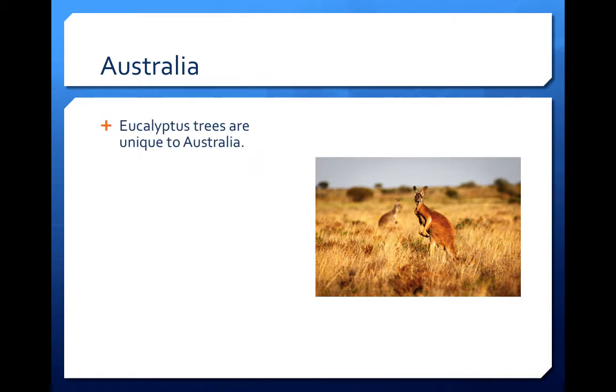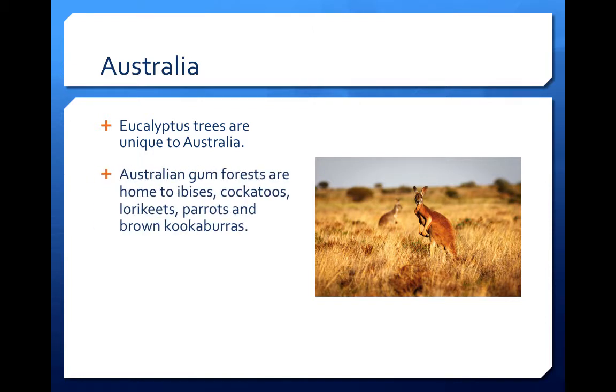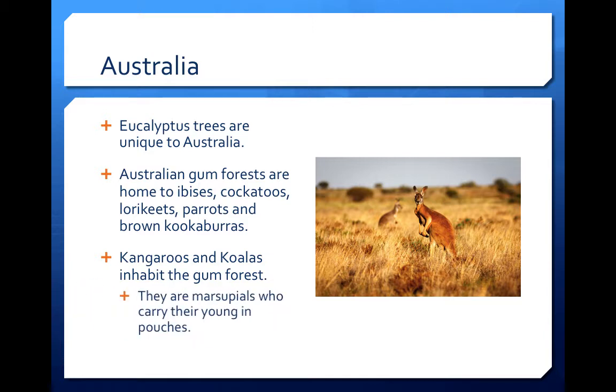Eucalyptus trees are unique to Australia. Australian gum forests are home to ibises, cockatoos, lorikeets, parrots, and brown kookaburras. Kangaroos and koalas inhabit the gum forest. They are marsupials who carry their young in pouches.